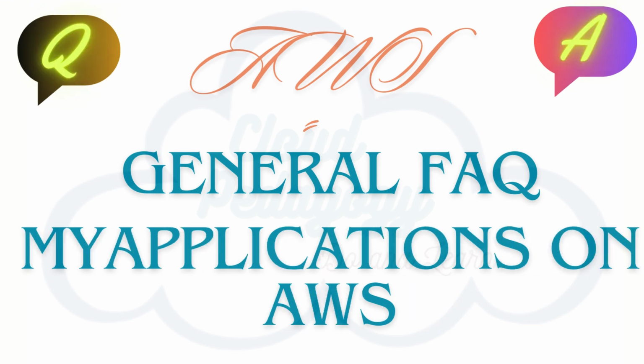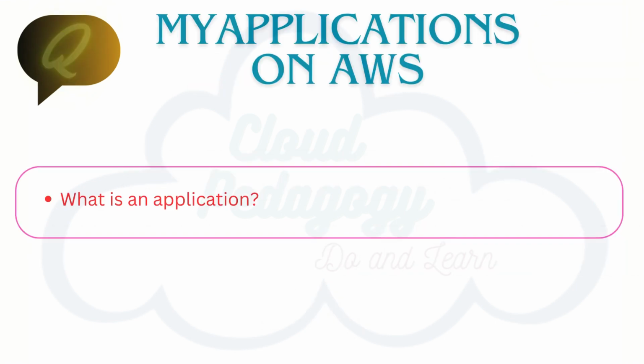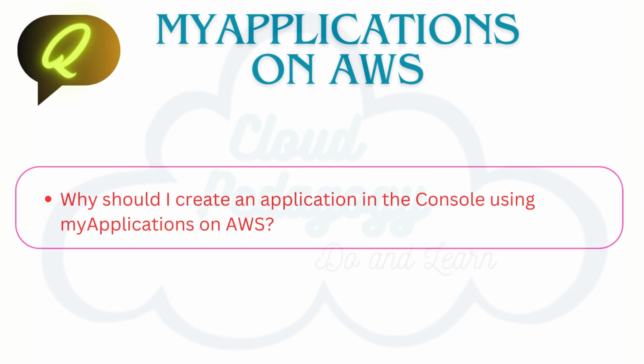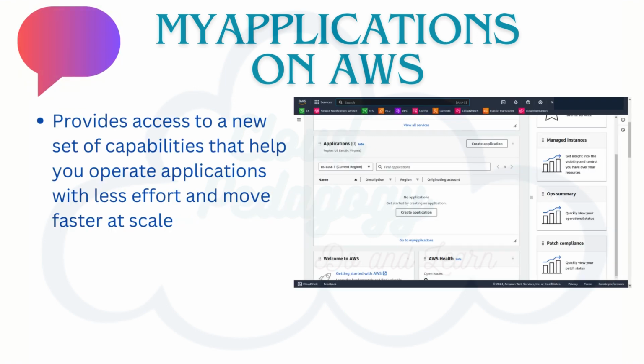But how do you manage your application in the AWS Management Console? Next, we'll try to understand what the My Applications dashboard on the AWS Console is. Before that, let's understand what an application is. An application is a collection of resources and code that delivers business value, such as a customer-facing application, workload, or backend process.